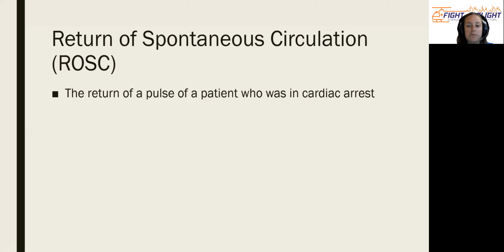ROSC is the return of spontaneous circulation. This is our goal of CPR. It's to get the pulse back in a patient who was previously in cardiac arrest, meaning they had no pulse. So when we get the pulse back, we call that ROSC, return of spontaneous circulation.